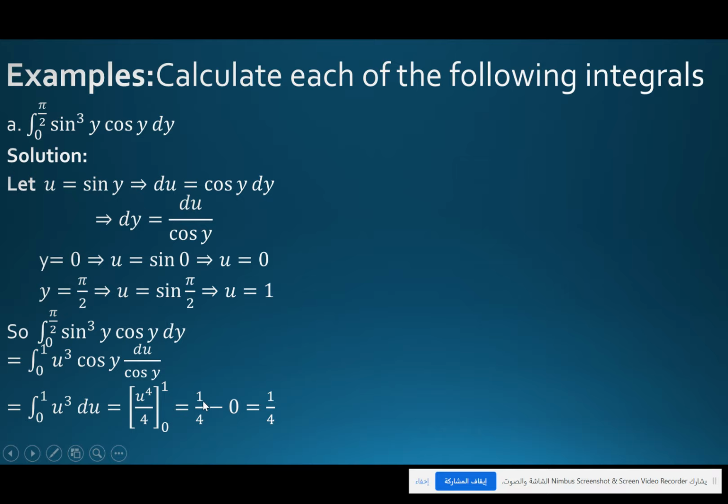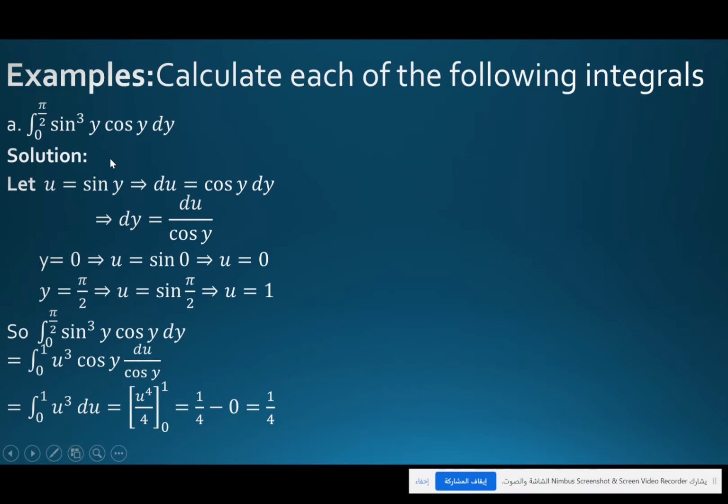1 to the power of 4 is 1 divided by 4, minus 0 to the power of whatever it is, 0 divided by 4, which is 0. So the last answer is 1 over 4. We said that this is a long way to solve.